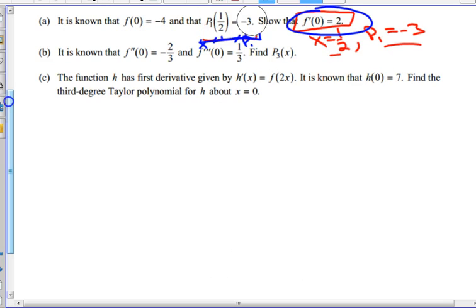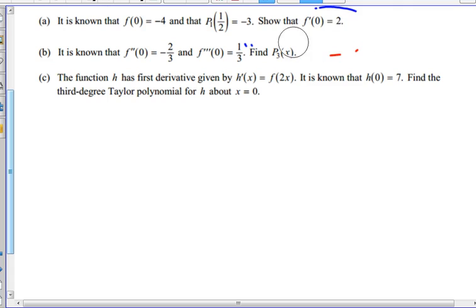Let's just clean this up here too a little bit. And now let's do part B. So if you can get through part A, it gets a little easier. All right, part B. It is known that the second derivative is negative 2/3. The third derivative is 1/3. Find P3 of x. Wait, that's easy.